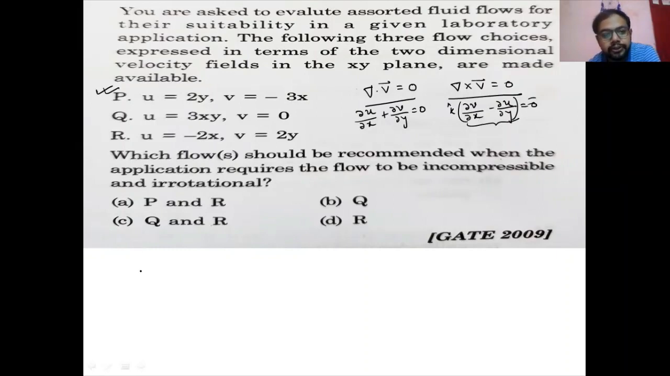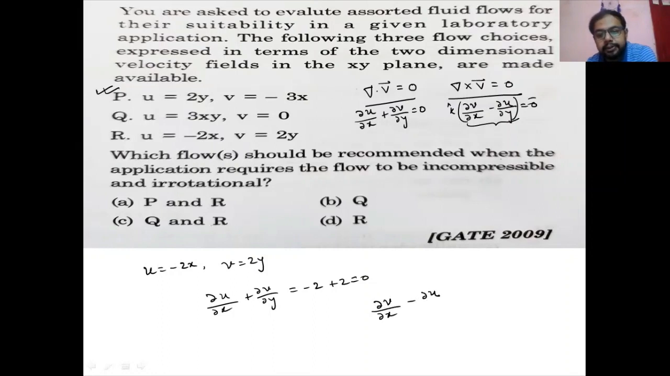Here also, you try with R. u is given as minus 2x and v is given as 2y. If you go for du/dx plus dv/dy, it becomes minus 2 plus 2, which is 0. In the same way, for dv/dx minus du/dy, dv/dx has no x term, so 0, minus du/dy, there is no y term, so that is 0. So R is a suitable choice here. R is a suitable choice. So there are 3 options, A, C, and D. Next, P is not suitable for irrotational flow.